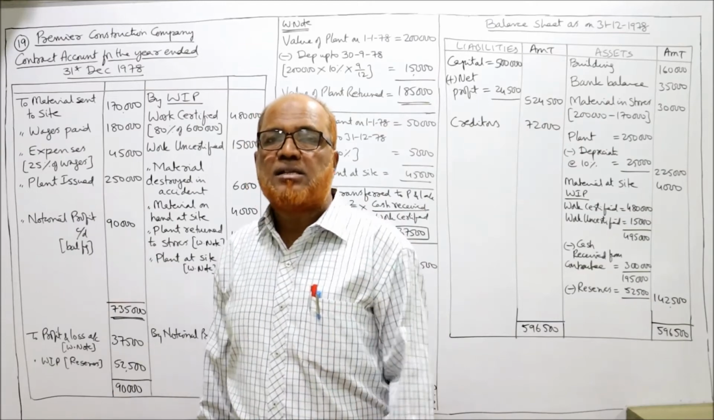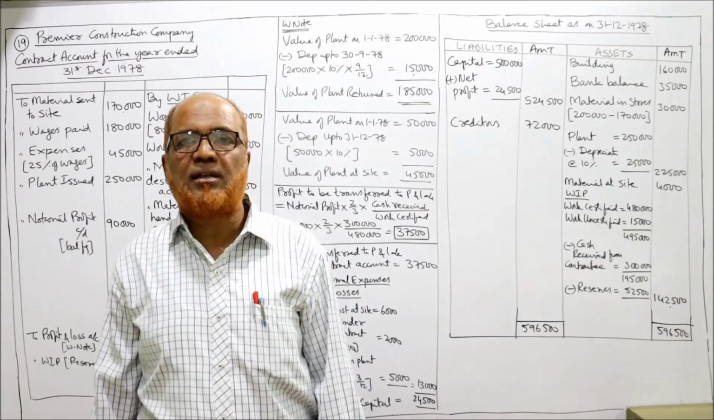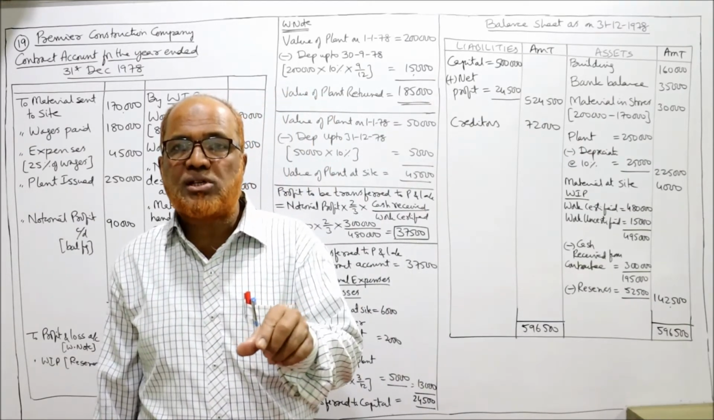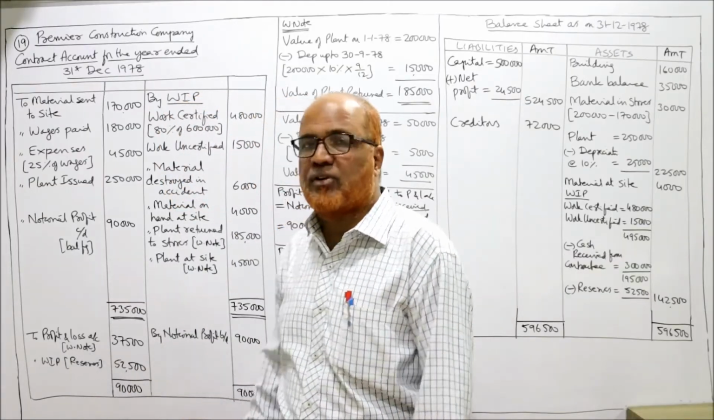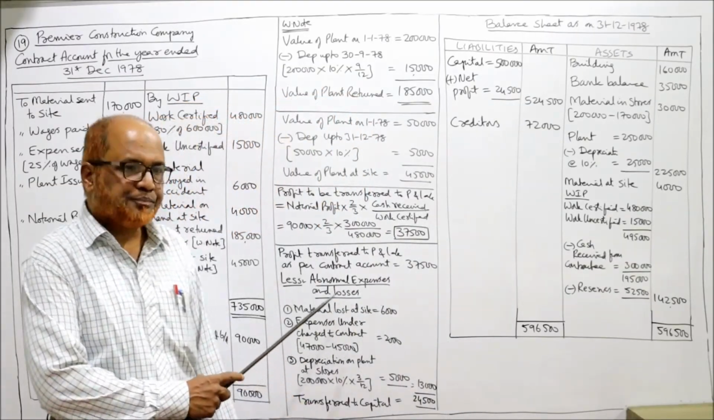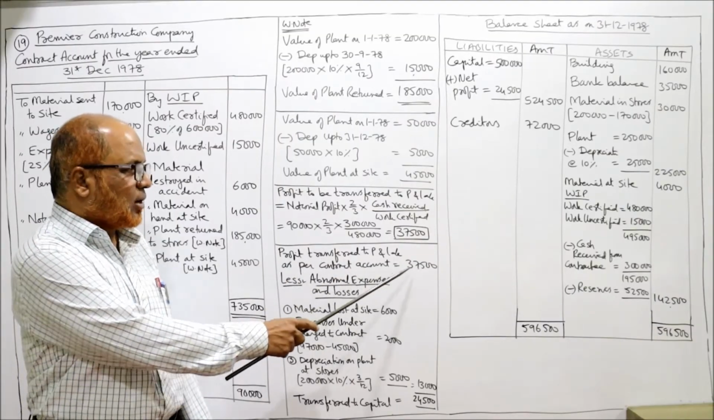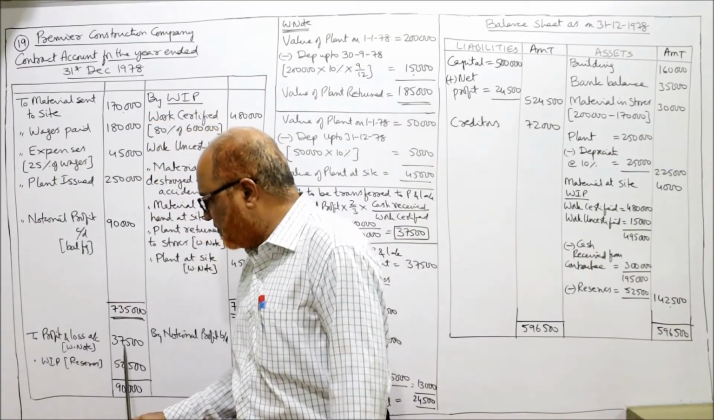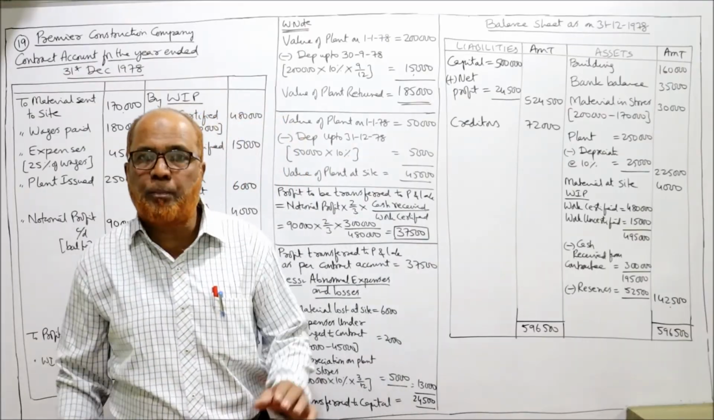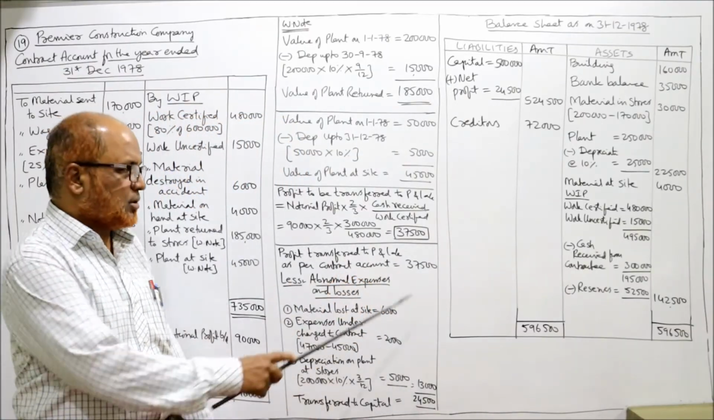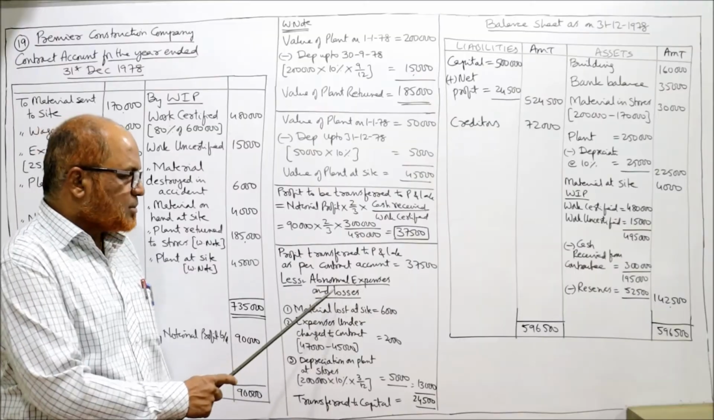Apart from that, some abnormal losses are there. Those abnormal losses should be deducted from the profit. Here in working note I have shown. Profit transferred to P&L account as per contract account 37,500. Here 37,500 is the profit transferred to P&L account from contract account. Less abnormal expenses and losses.